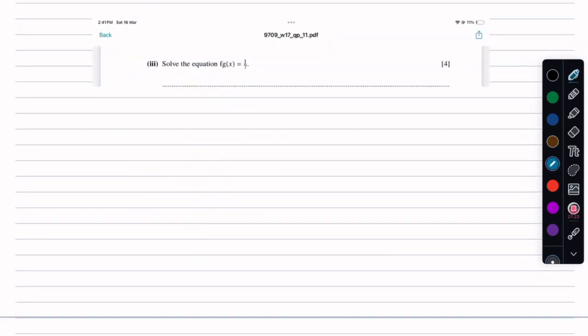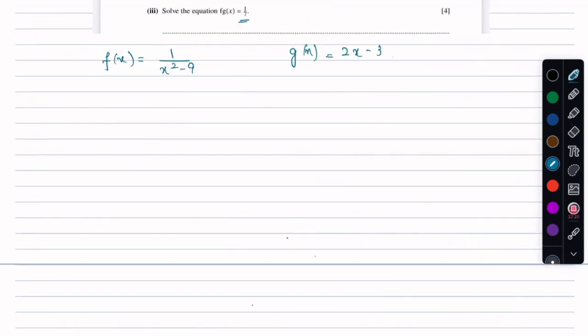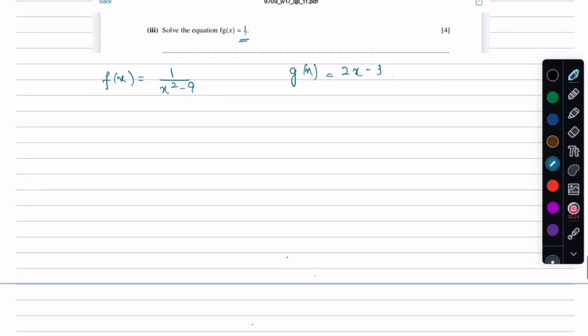The third part of the question says solve the equation fg(x) equals 1 by 7. So we have the function, we have the inverse function. Let's write the function again. The function f of x equals 1 over x squared minus 9, g of x equals 2x minus 3. So to get fg, I know that in the function f, in place of x, I shall be substituting the function g, so that this becomes 1 over (2x minus 3) the whole squared minus 9. So this is my fg.